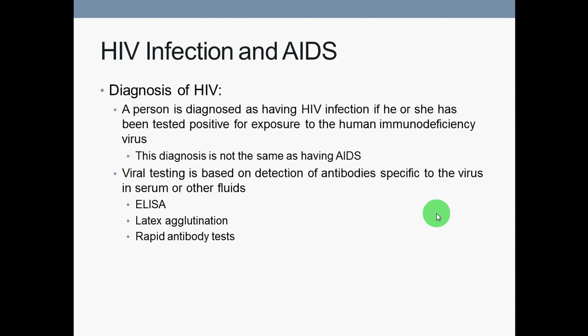The way that people are diagnosed with HIV is through either testing that detects the virus itself or testing that detects the antibodies to the virus. Some types of tests that are done are ELISA, which stands for enzyme-linked immunosorbent assay, latex agglutination, or the rapid antibody tests. The one test that isn't on here is what we call a confirmatory test. That's called a Western blot, and that looks for the specific antibodies against HIV.